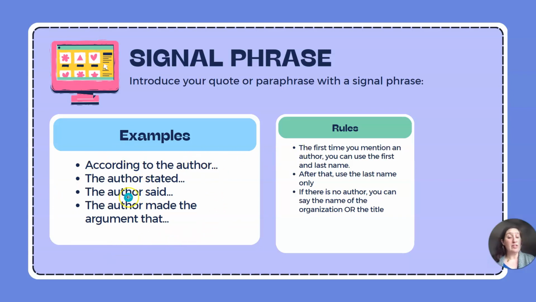Here you see the words the author used, but when you are writing, you will use the author's name. The first time that you mention an author, you can use the person's first name and the last name. After that, you will use the last name only. That means you will use the family name only. Do not use the person's first name only, like Kathleen or Meg. You must use only the last name.